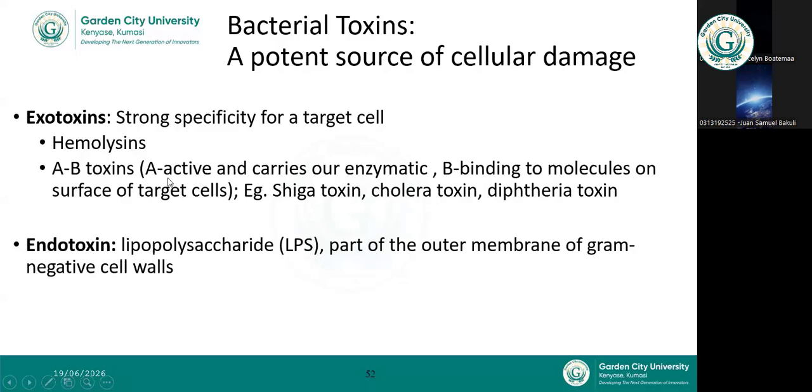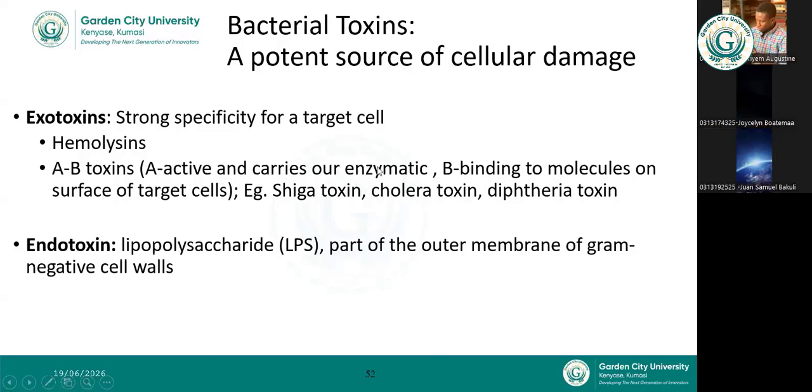These toxins are also active, and they are also helpful in binding to molecules. So usually we call them AB toxins. Once they are able to activate enzymes, they are also able to bind to molecules and then move within the host defense freely. Yes, Augustine.